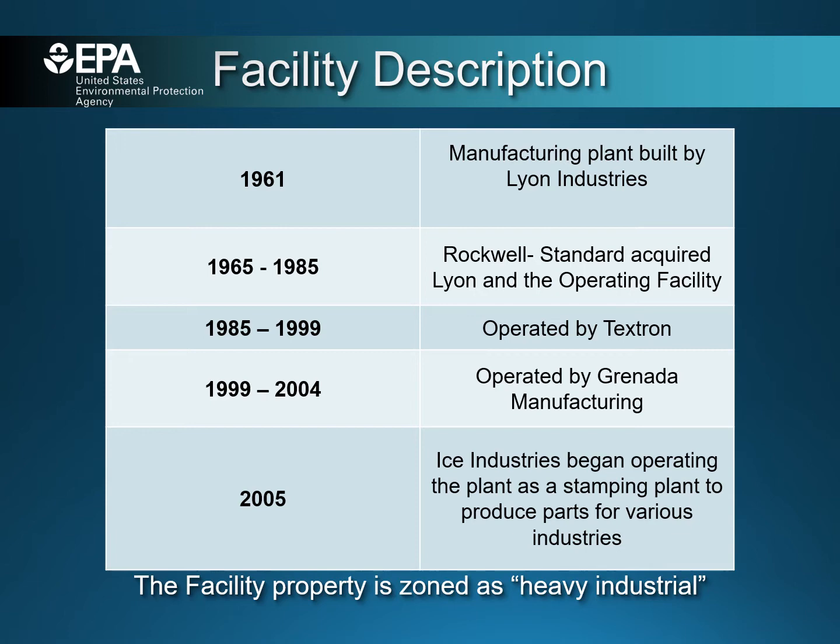Several companies with wheel cover manufacturing operations have been located at the facility from 1965 to 2004. The chemicals trichloroethene, also known as TCE, toluene, and hexavalent chromium were used in production of the wheel coverings. Use of TCE and other regulated hazardous chemicals at the facility ended in 1992. The facility buildings are currently in use by ICE Industries for metal stamping operations.